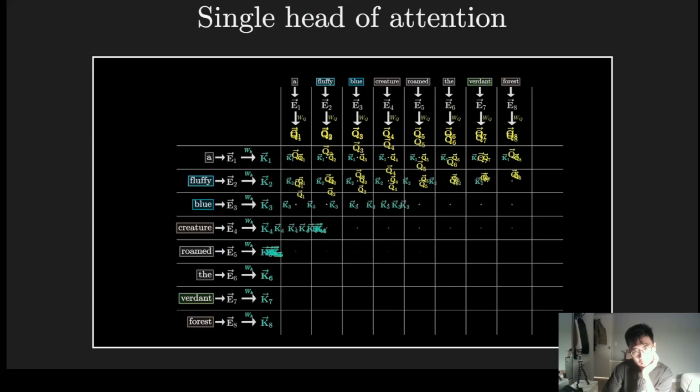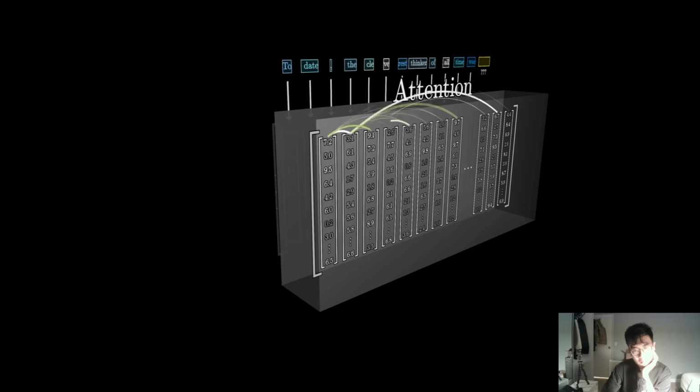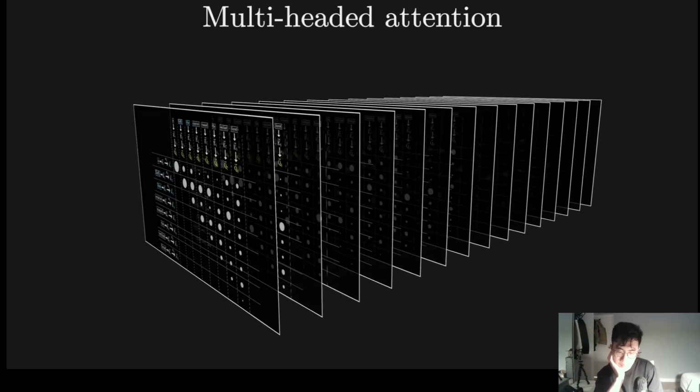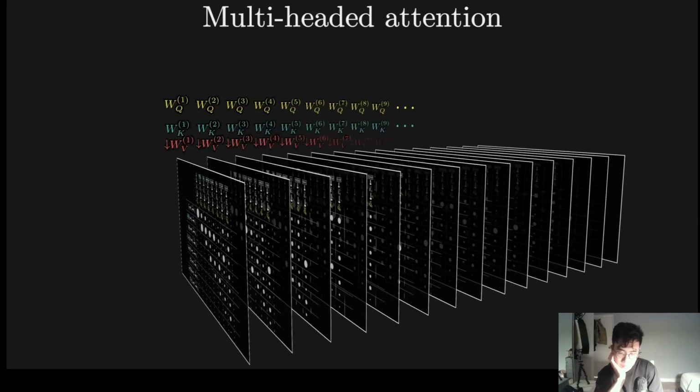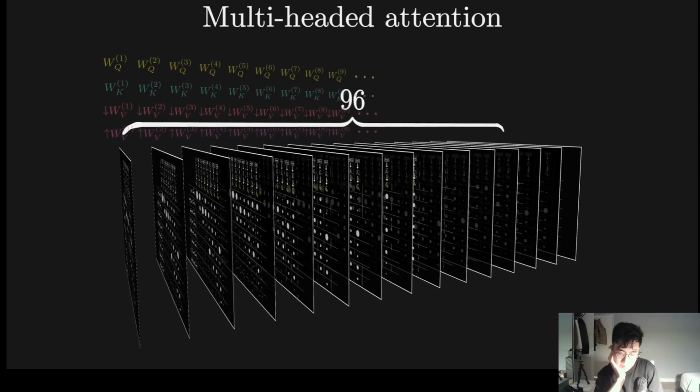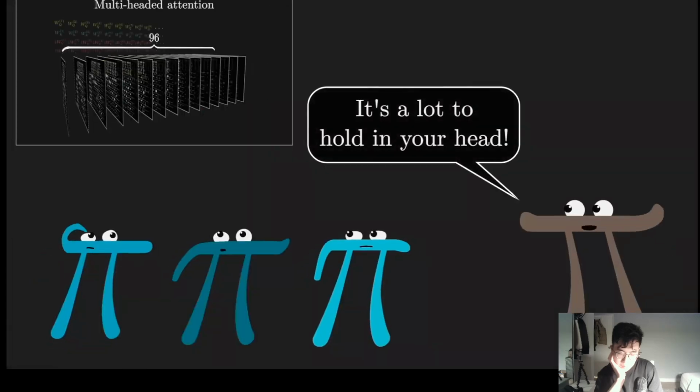As I said before, everything we described is a single head of attention, and a full attention block inside a transformer consists of what's called multi-headed attention, where you run a lot of these operations in parallel, each with its own distinct key, query, and value maps. GPT-3, for example, uses 96 attention heads inside each block. Considering that each one is already a bit confusing, it's certainly a lot to hold in your head.